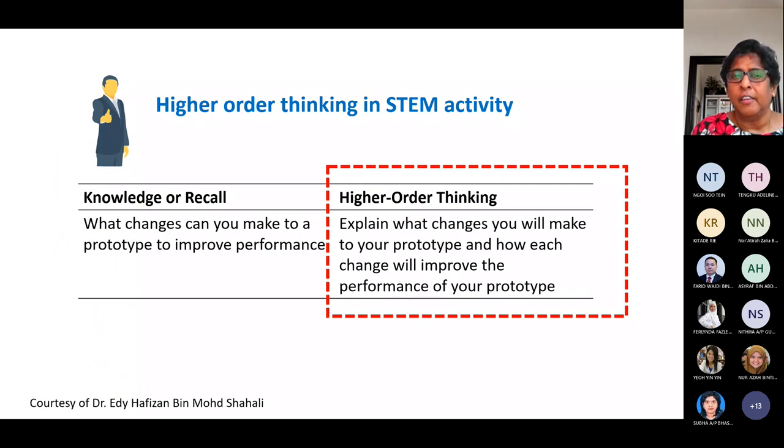Same thing also. If you look at higher order thinking, you don't have to change your questions much. For example, what changes can you make to a prototype to improve performance? This is a very generic question, same thing like earlier when I said, give me a balanced diet. When you put it like that, it's very generic and information is all over the place. There are already frameworks, the structure, the course. So students just have to remember those and write it out.